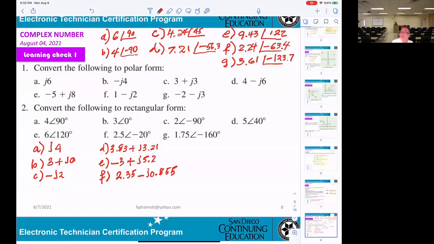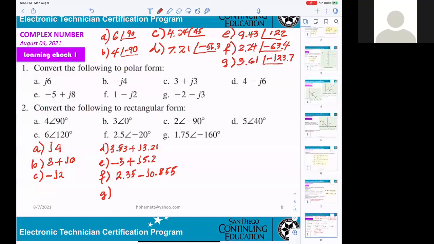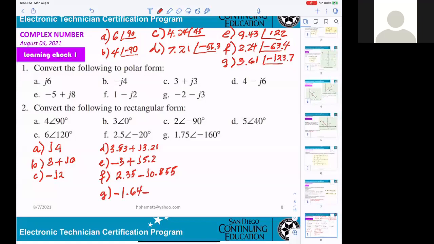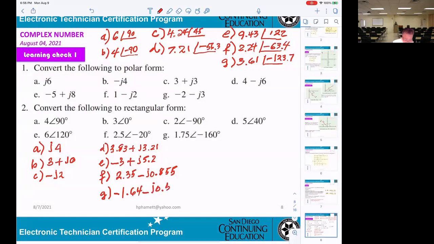And the last one, G. Minus 1.644. Okay. Minus 1.64. Minus 0.6 J. 0.0599, well, yeah, 599, so 0.6.